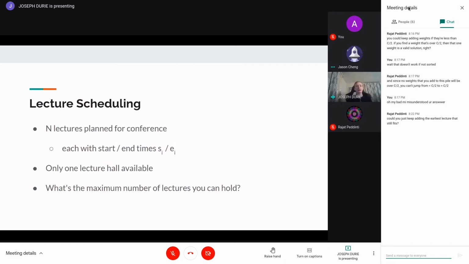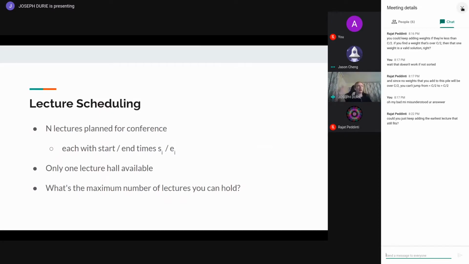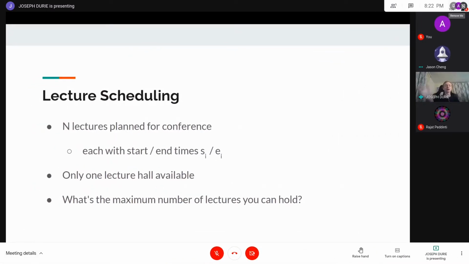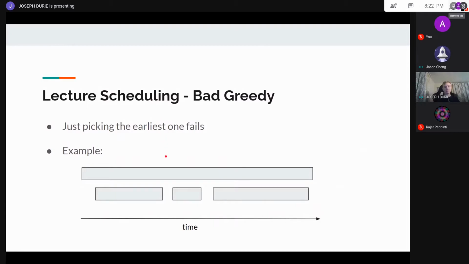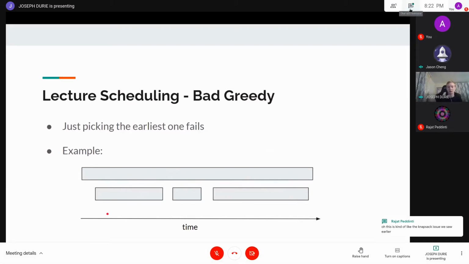So okay, one approach would be to look at the earliest starting lecture and add that to your schedule. The earliest one that doesn't contradict any of your previous ones. The problem with this is you can have a situation like this, where let's say these are your 4 lectures, and this is over time, right? So these are basically your time intervals. Your earliest one would be this big one here. But by taking this one, you're stopping yourself from taking these 3. So we wouldn't get the optimal solution here.